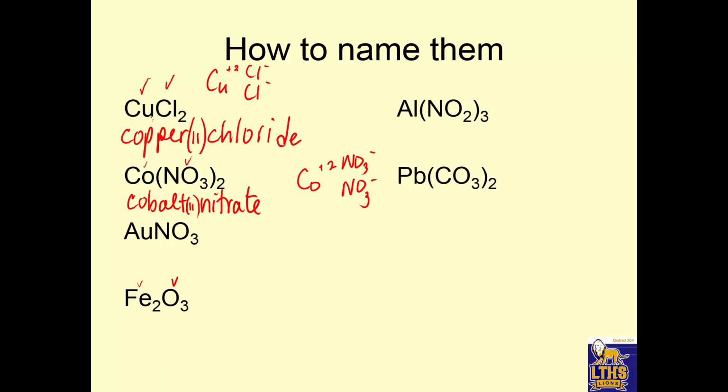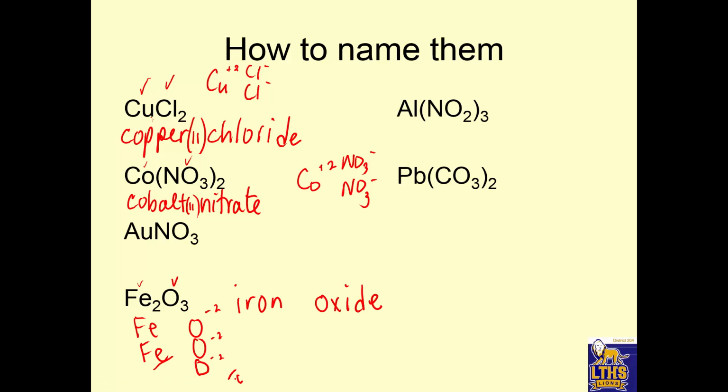Metal, non-metal. Write the name, iron. Write the non-metal with -ide, oxide. Do I need a Roman numeral? You betcha, because iron's a Roman metal. I have 2 iron in my compound. I have 3 oxygen in my compound. I know oxide is always -2. So this is -6 total.